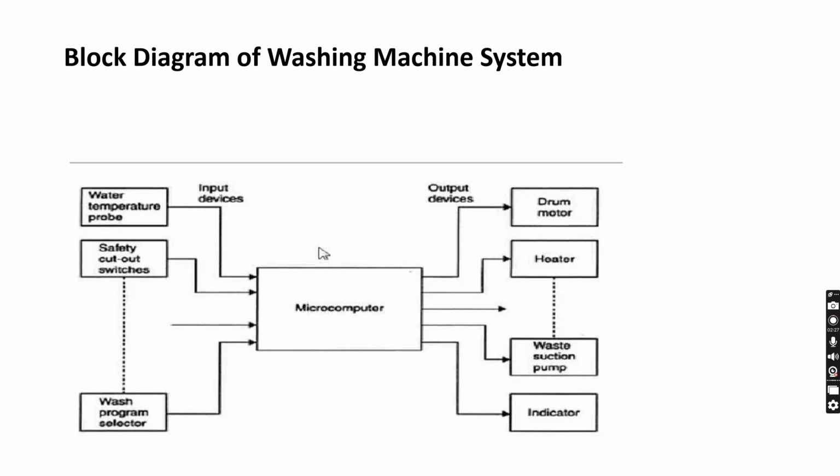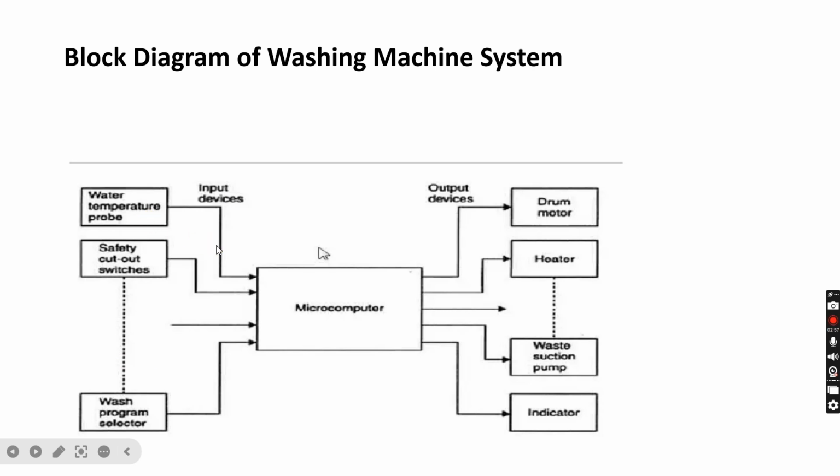And this is the block diagram of the washing machine system. The washing machine system is controlled by a microcontroller that acts as the brain of the system. In the block diagram below, the water temperature probe detects the temperature of the water. Safety cutout switches ensure safe operations by stopping the process during faults. The wash program selector allows the user to select the type of wash. All these are input devices.